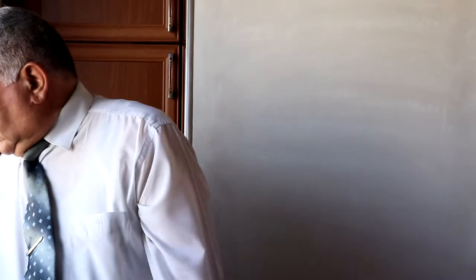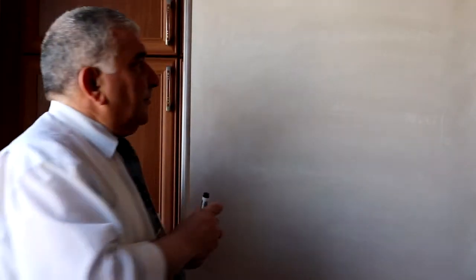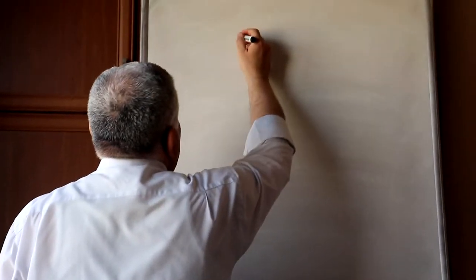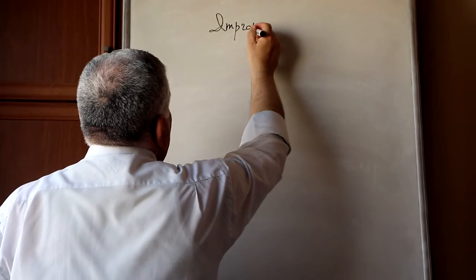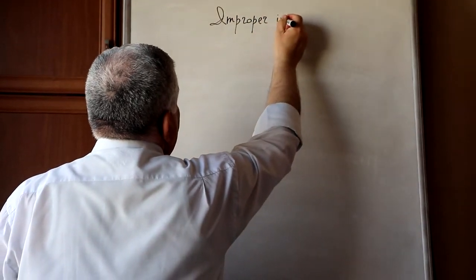Further, calculate the improper integral. What is an improper integral? If at least one of the integral limits of the definite integral is infinity, then such a definite integral is named the improper integral. Write: improper integral.